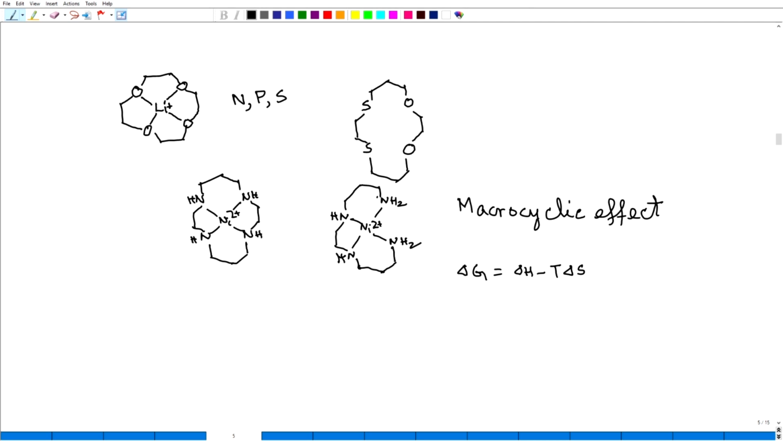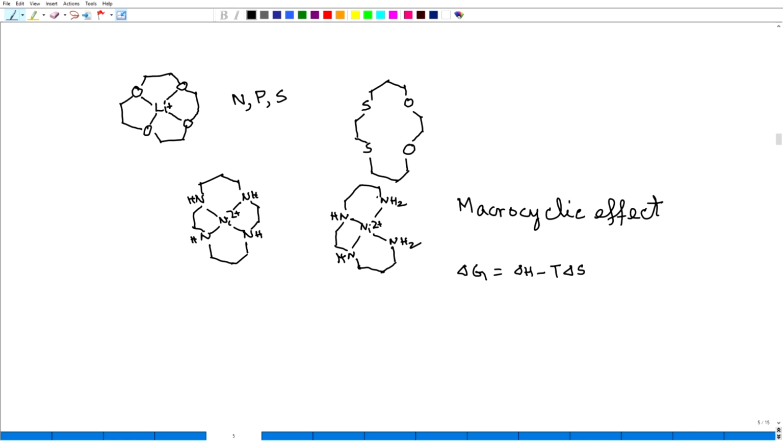So, delta S contributes slightly positive, but not much, but delta H is very high. Delta S is not much, but delta H is very much negative. That means these bonds are very strong, much stronger than here. So, therefore, that extra stability comes mainly through delta H, thermodynamically. That is one thing. How about kinetic?